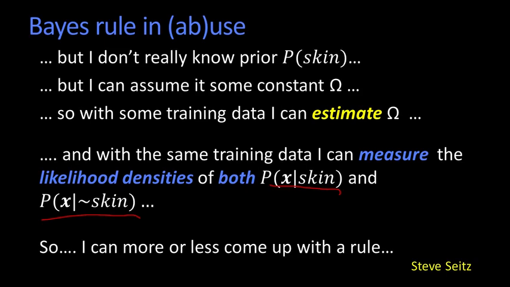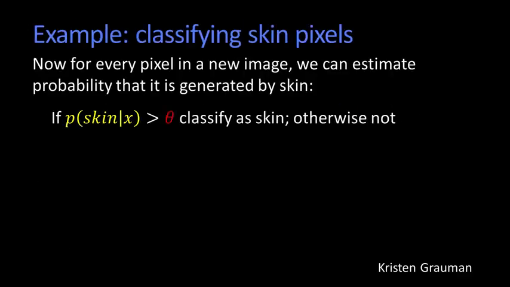All right, which means I can more or less come up with a rule. Basically, what I'm going to do is I've got my priors, I've got my likelihoods, so I can just evaluate P of skin given x, and if it's bigger than some number, some theta, okay, I'm going to classify this thing as skin.